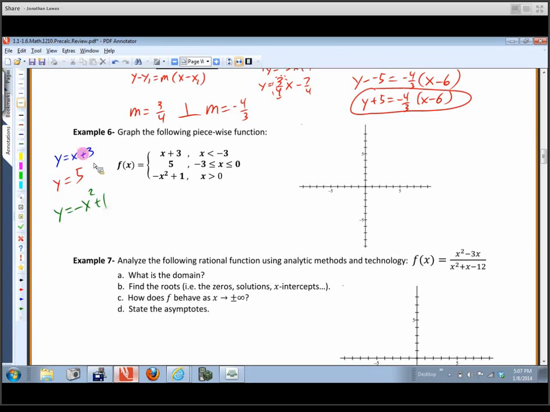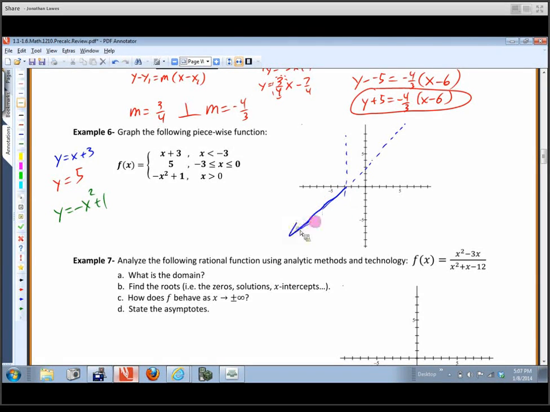Well, if we know these shapes, all we need to know is what this means right here. Well, this is the domain, or this is where it looks like that shape. So I'm going to do this in dotted fashion here. X plus 3. This would cross at 3, and it would have a slope of 1. So it's going to look something like this. Okay? But it only looks like this when x is less than negative 3. So if I kind of draw a wall right here at negative 3, it only looks like that over here, okay? So it's going to look like this piece right here.